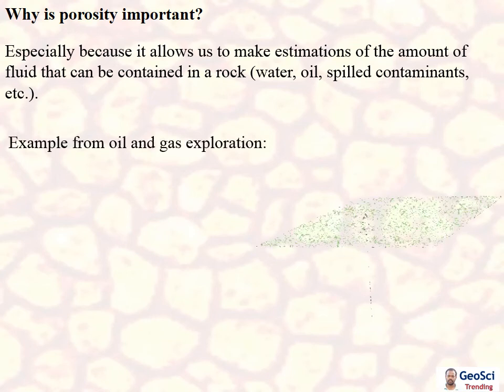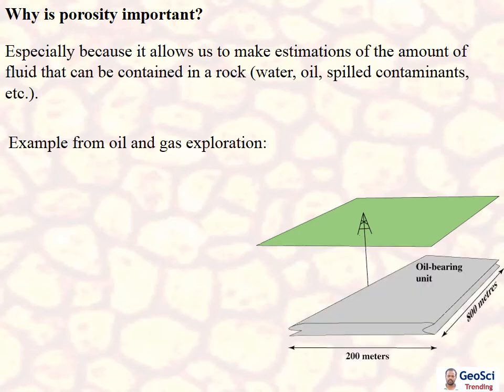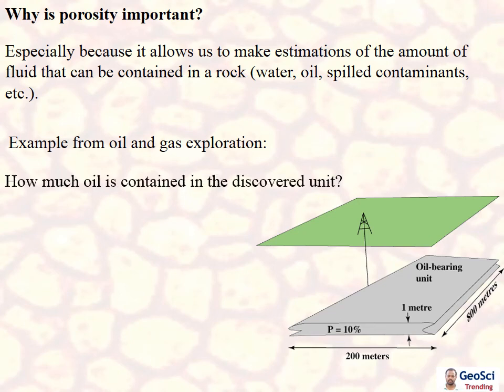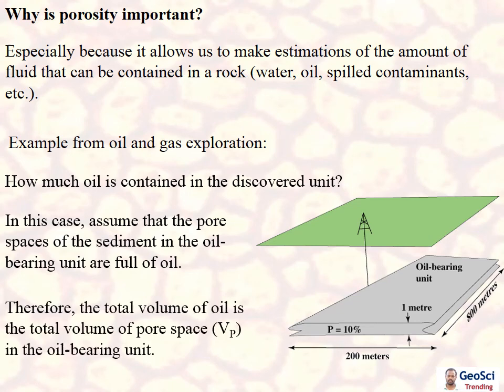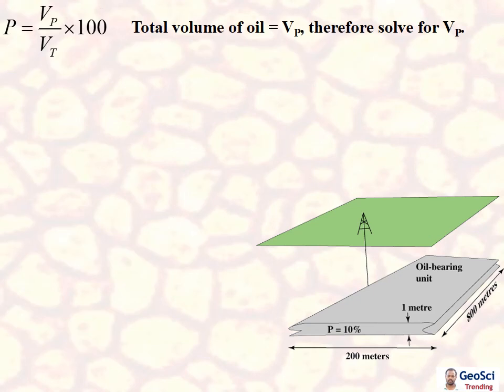Example from oil and gas exploration. Oil-bearing unit, they have porosity ranges of 10%. How much oil is contained in this unit? In this case, assume that the pore spaces of sediment in the oil-bearing unit are full of oil. Therefore, the total volume of oil is the total volume of pore space in the oil-bearing unit.